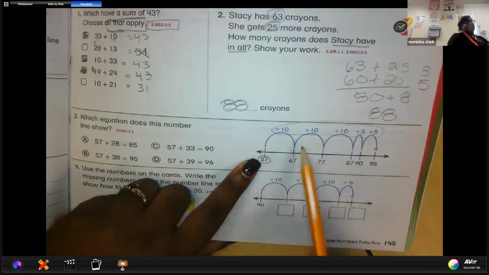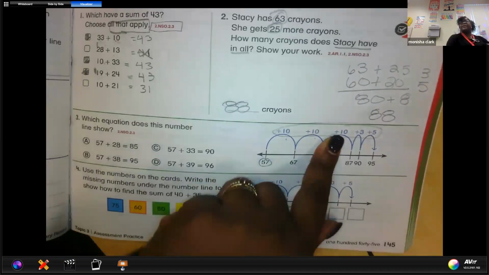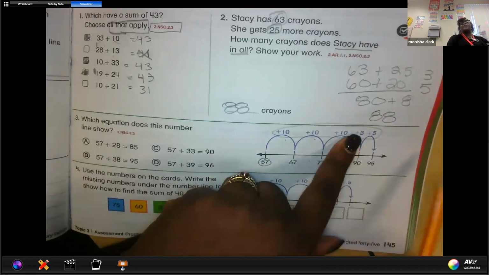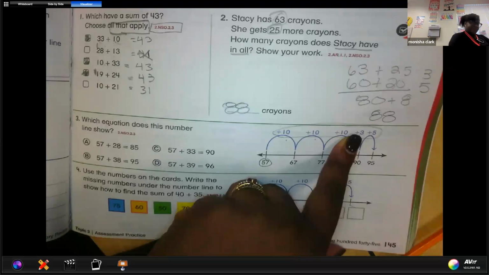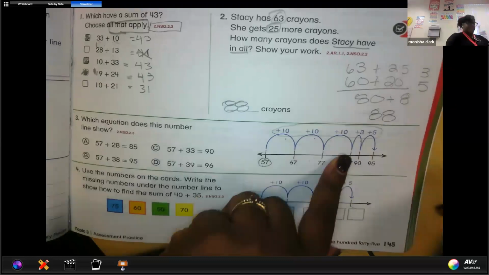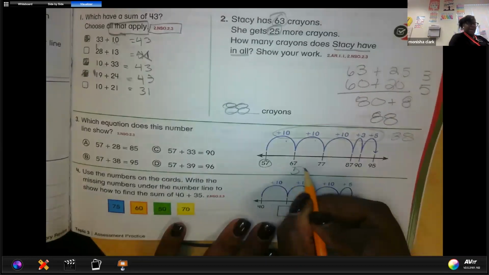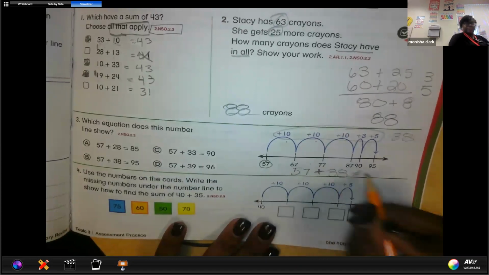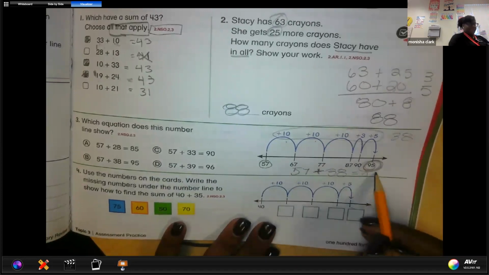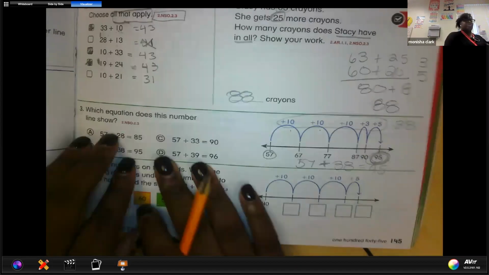So 10 plus 10 is? 20. Plus 10? 30. 30 plus 3? Let's add 5 more: 33, 34, 35, 36, 37, 38. So now what is this problem telling me? It's telling me 57 plus 38 equals what? 95.